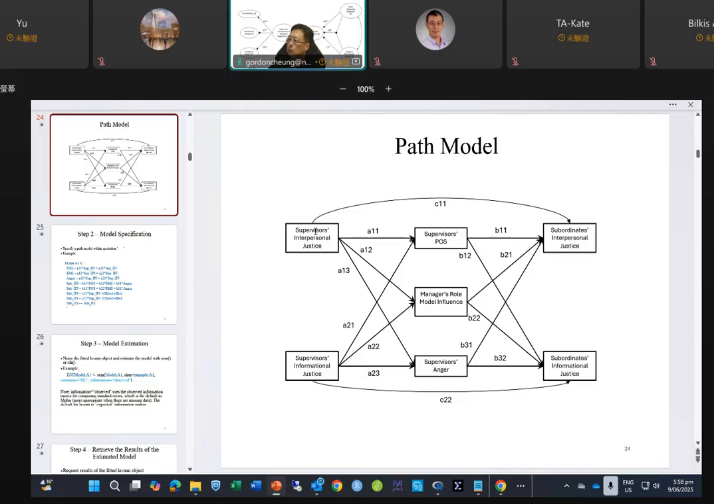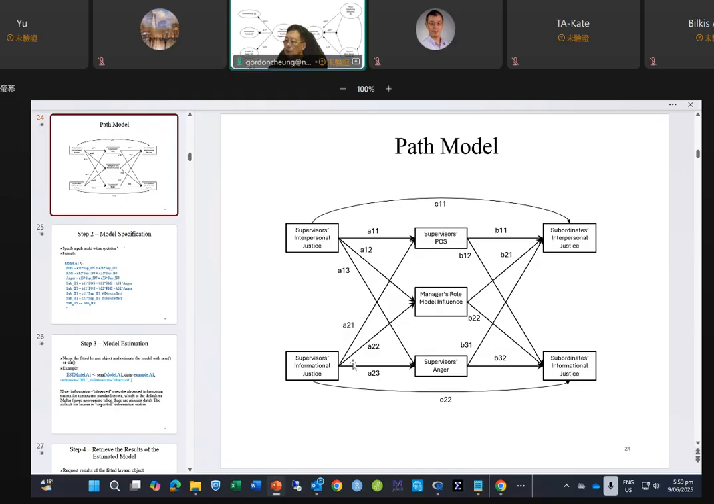I want to see whether this path is stronger than this path and this path. We have three indirect effects here. This one, and this one. Which one is the strongest? So we can compare this path with this path, this path with this path, and this path with this path.